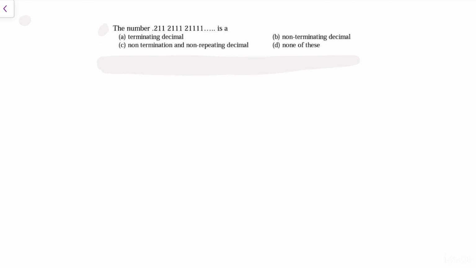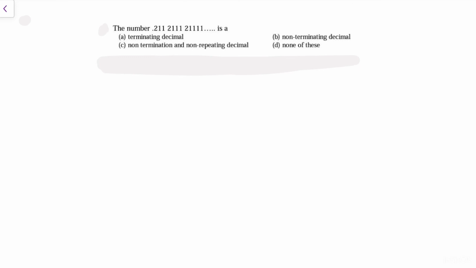Next question. The number 0.211, 211, 241 and so on is a... Now if we observe the question clearly, here dashes are there. Clearly we can see dashes. Those dashes indicate that it is not at all ending, not at all terminating. It means non-terminating. Next, either any pattern is repeating or not repeating.